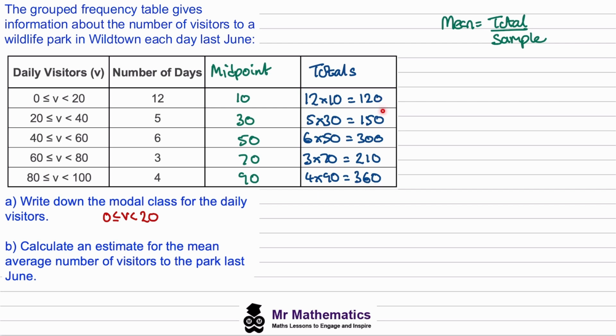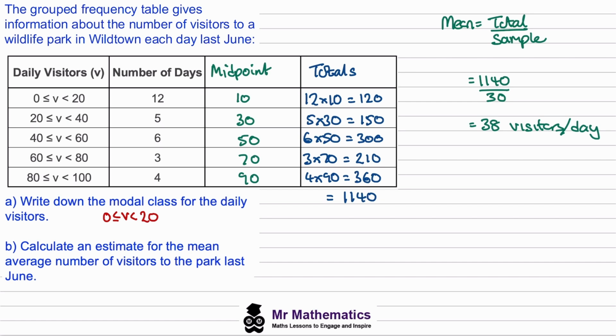So now we can add each of these number of visitors up, and this will give us our total. And this will be 1,140 visitors. And then to work out our sample size, we could add up the total number of days, but we know there's 30 days in June. So we'll divide this by 30, and we'll get the mean average as an estimate of 38 visitors per day. Okay?